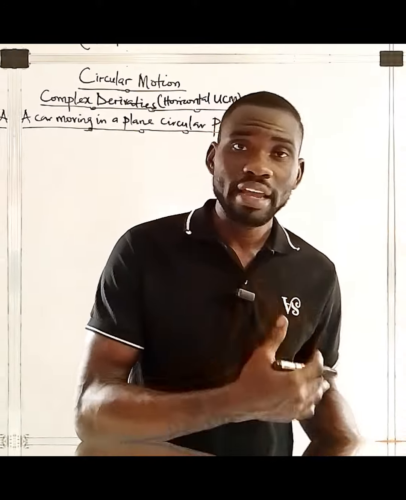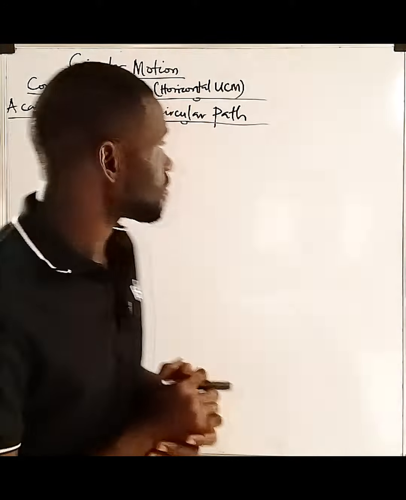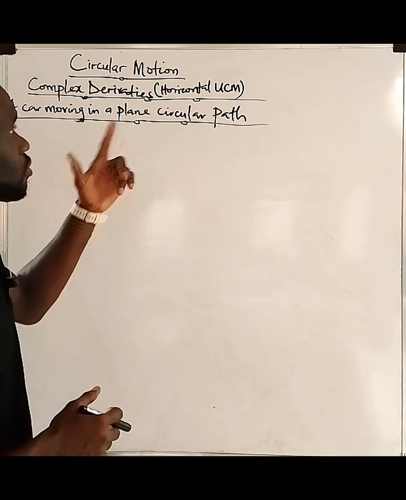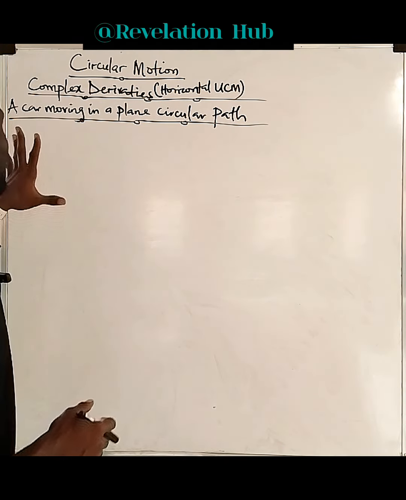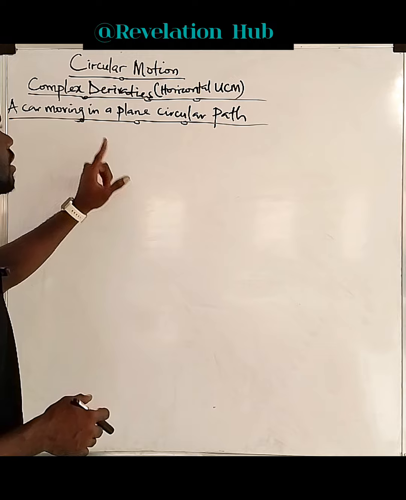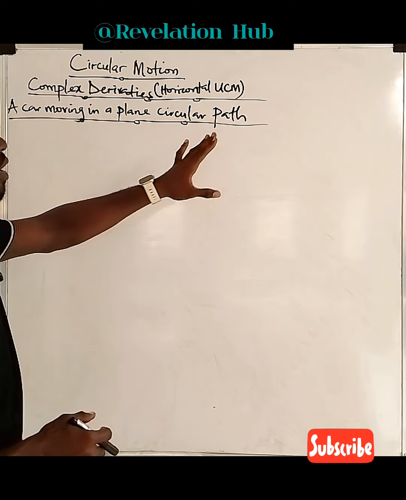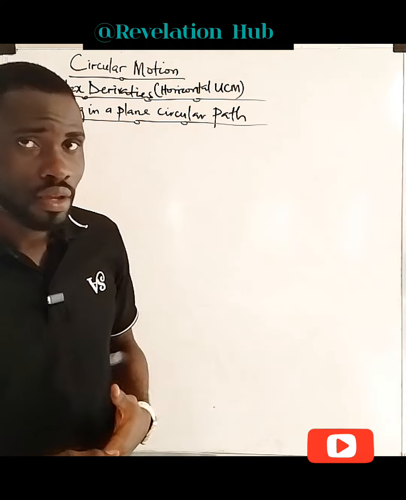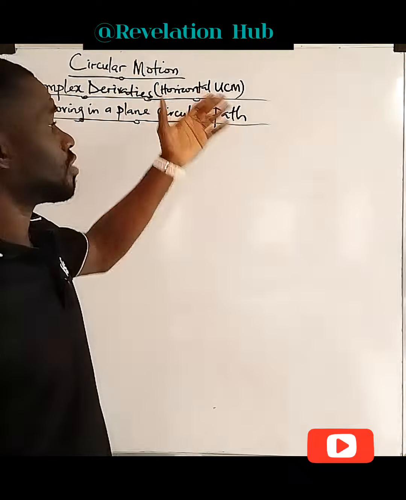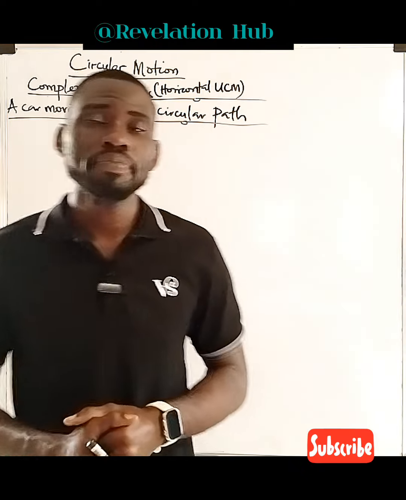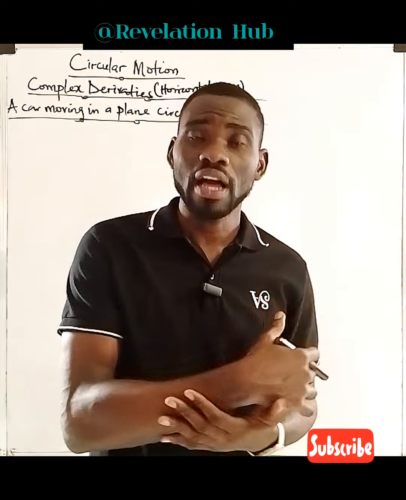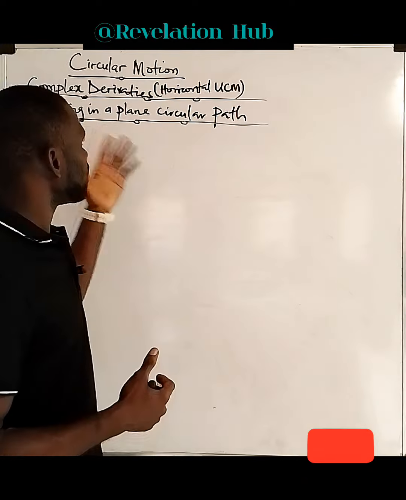Hello, in this lesson we're going to continue working on complex derivatives, and under complex derivatives we're going to be looking at horizontal uniform circular motion. Today, we are looking at a car moving in a plane circular path. In our previous lesson, under horizontal uniform circular motion, we looked at a conical pendulum. Today, we're looking at a car moving in a plane circular path.